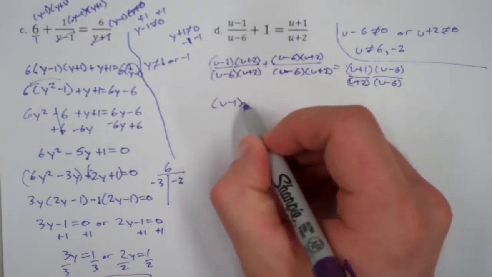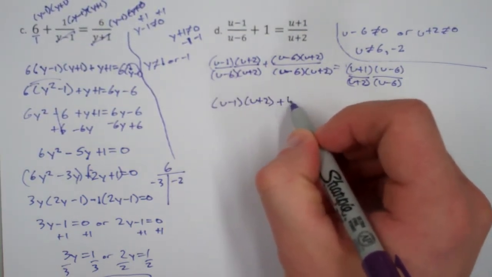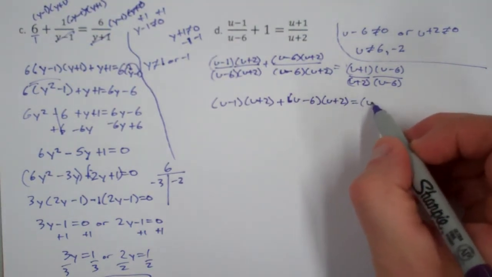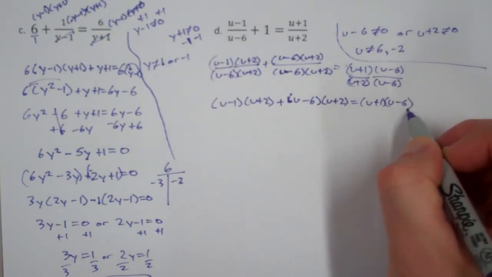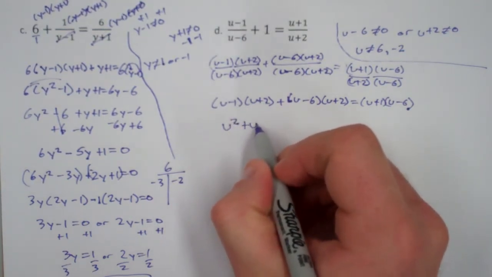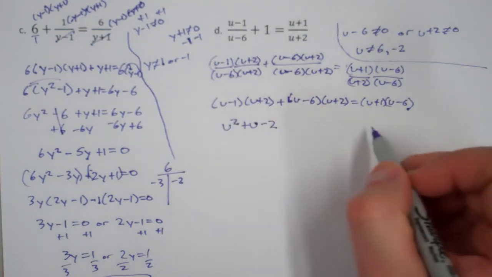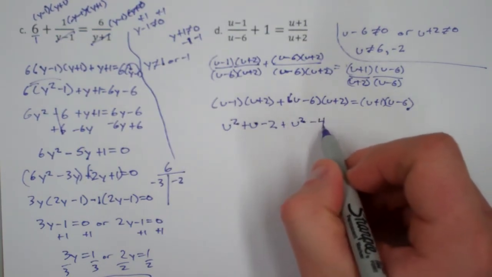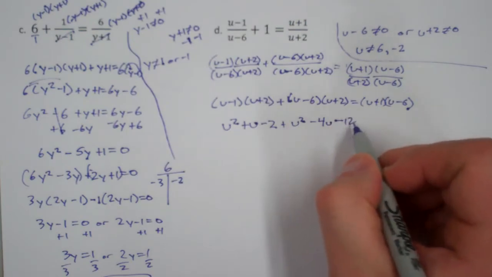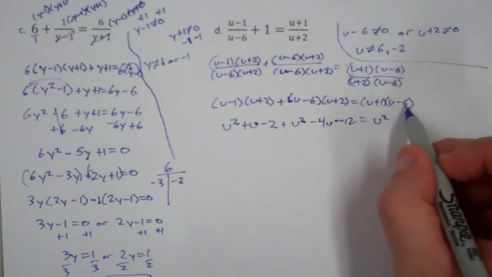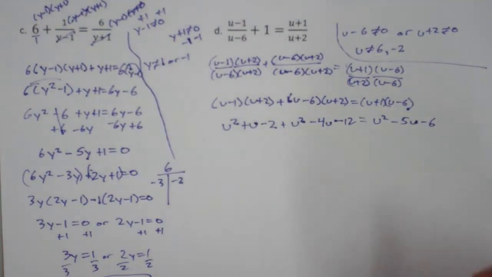So we're going to have u minus 1 times u plus 2 times u minus 6 u plus 2. And we've got u plus 1 times u minus 6 over here. Time to do a little bit of foiling. So this is u squared. Negative u plus 2u is 1u. Negative 1 times 2 is negative 2. U squared is just u squared. Negative 6u plus 2u is negative 4u. Negative 6 times 2 is negative 12. U times u is u squared. 1u minus 6u is negative 5u. And 1 times negative 6 is negative 6.